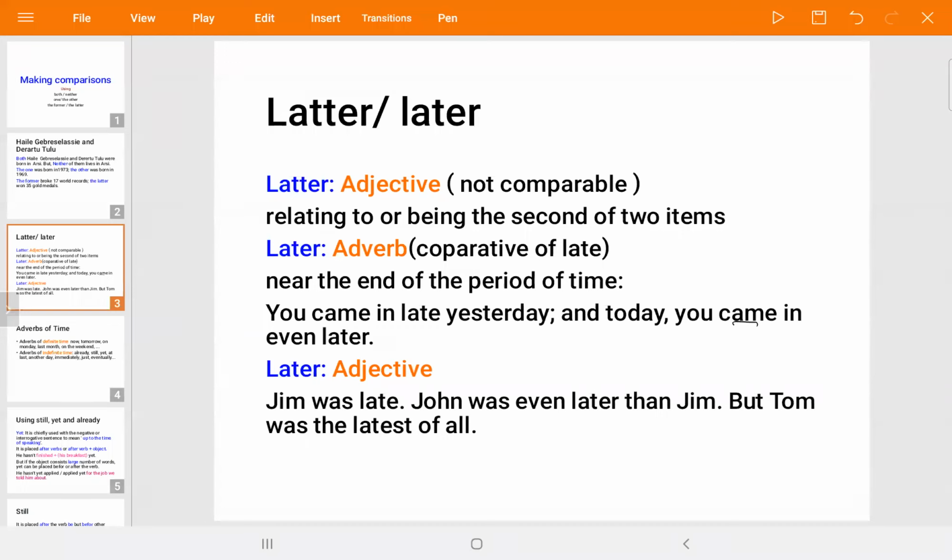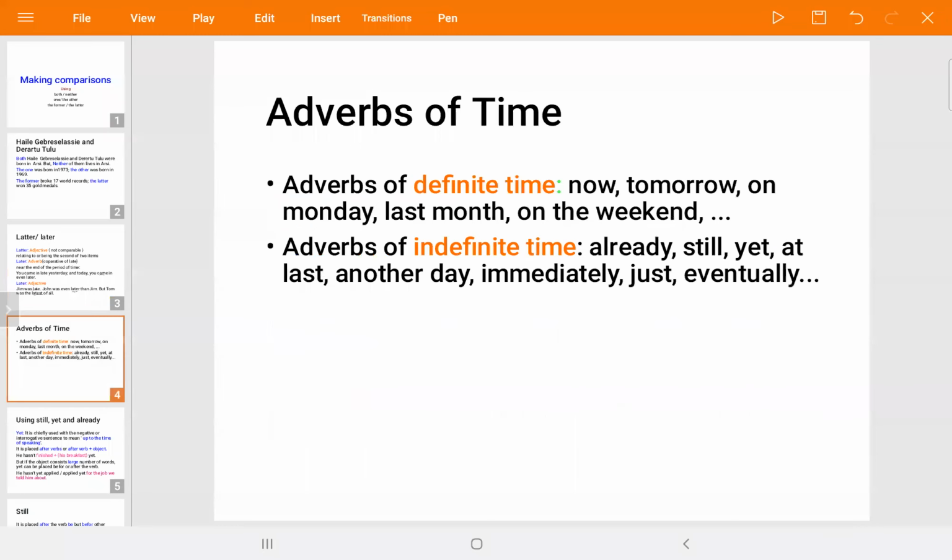Late is the positive degree. Here we have the comparative degree, later, and latest. This one is the superlative degree of late. So it is an adjective, and we can use it as an adjective. That is the difference between latter and later. Okay, let's proceed: adverbs of time.